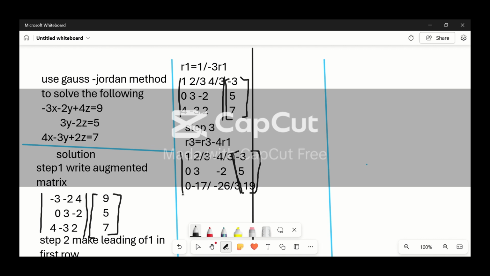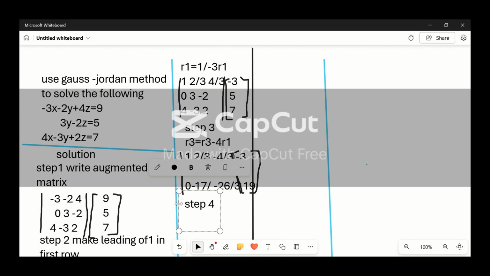So let's go to step 4. Step 4 is just to make a leading one in row 2. Yes, make a leading one in row 2. How does it look like?